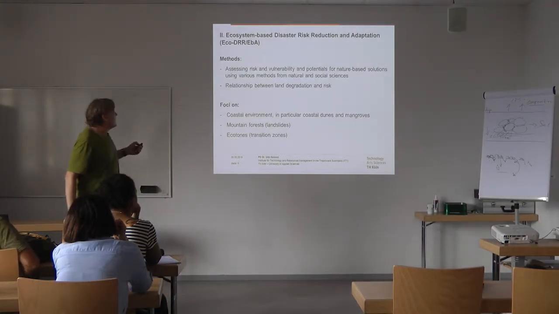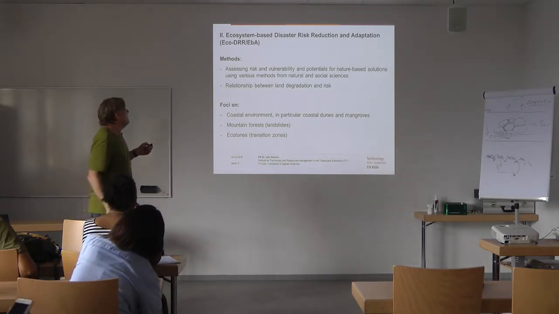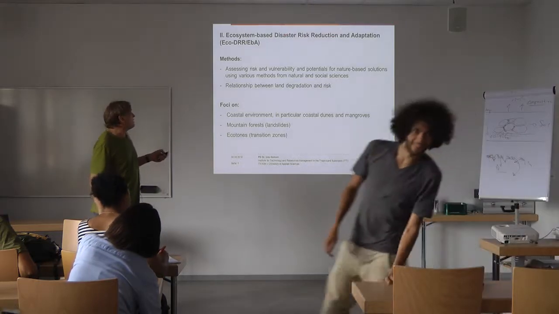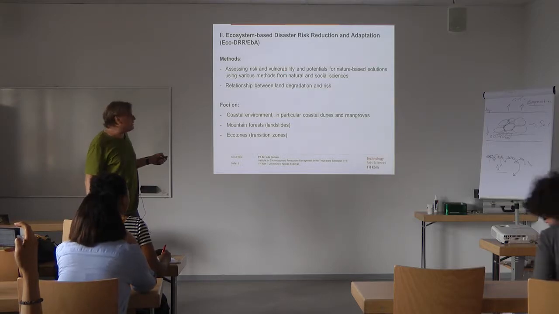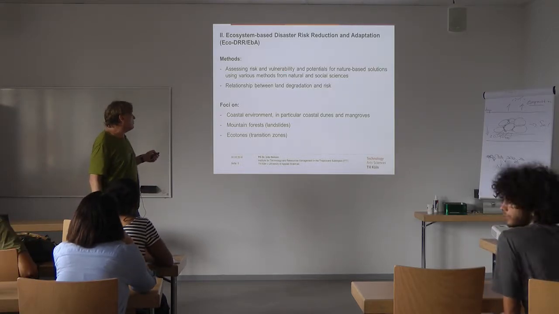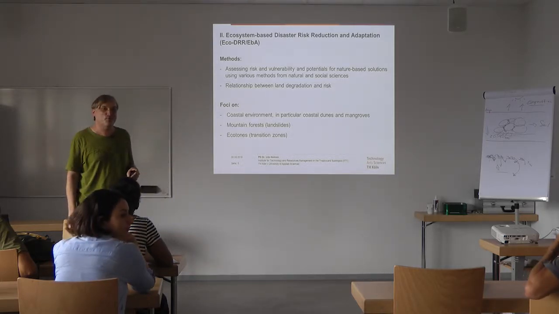And then we have the second one, which is more applied and I guess also more interesting for most of the students here. It's ecosystem-based disaster risk reduction and adaptation. So methods are assessing risk and vulnerability potentials for nature-based solutions using various methods from natural and social sciences. Later you can ask. I present first, okay?